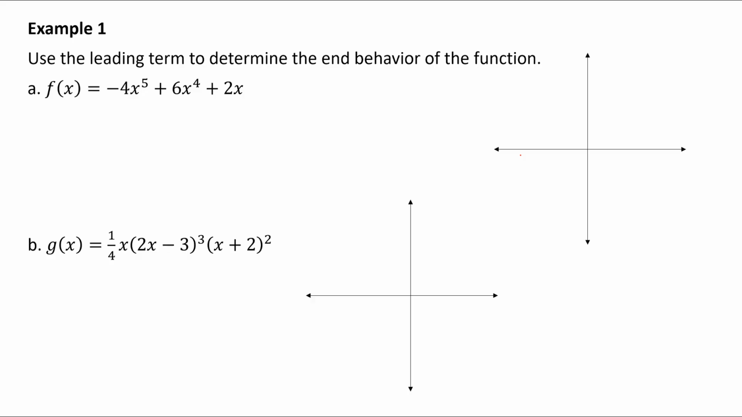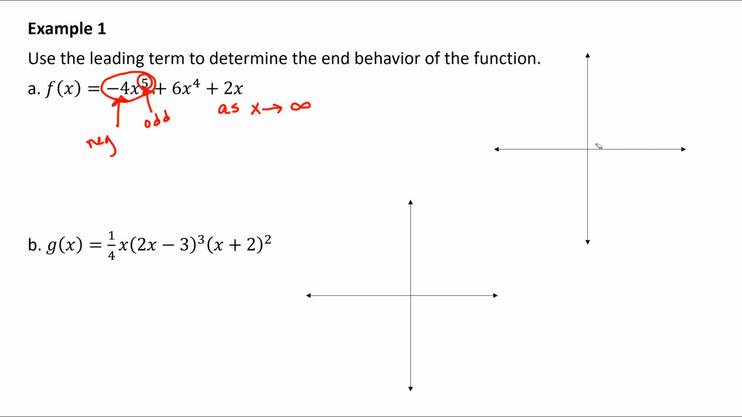All right, so we have beaten this thing to death. We ought to know how to do this. So let's look at the leading coefficient. It is negative 4x to the fifth. The exponent is odd. The coefficient is negative. And that means that as x approaches infinity, what is happening to f of x?